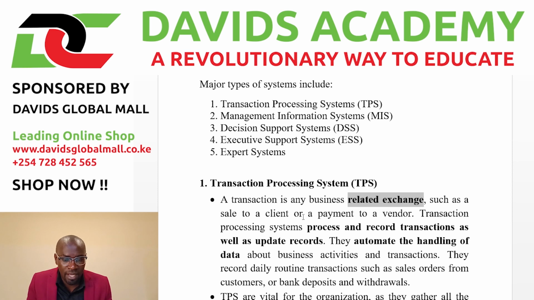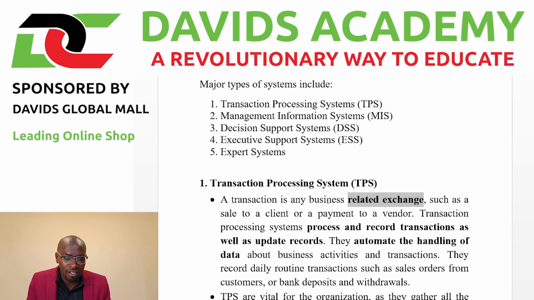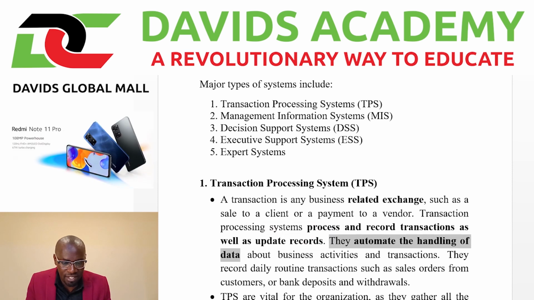When you go to the supermarket, and at the point of sale, when you pay for your product or for the item that you have shopped from the supermarket, that is a transaction. Transaction processing systems process and record transactions as well as update records. They automate the handling of data about business activities and transactions. They also record daily routine transactions such as sales orders from customers or bank deposits and withdrawals.